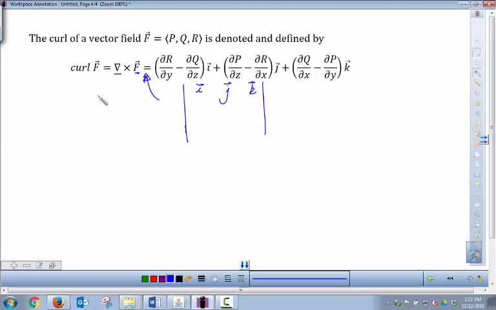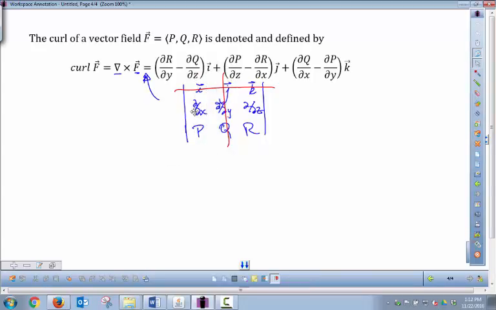Now that vector is really just the del operator, right? So d dx, d dy, d dz. And then the last row would be the second vector. That's p, q, r. So if you were to do the cross product, at least I would, in the first component, take a look at the partial of r with respect to y minus the partial of q with respect to z in the I direction.